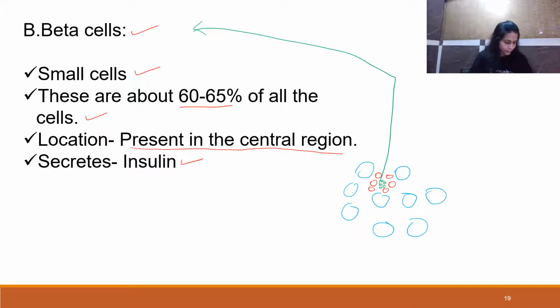Yes, diabetes mellitus is the disorder associated with insulin deficiency, right? Is location okay with everyone? On the periphery alpha, in the center beta cells. Alpha cells only 25% of the total cells, beta cells 60 to 65%. Any doubts? Please do let me know, or else we are moving ahead.